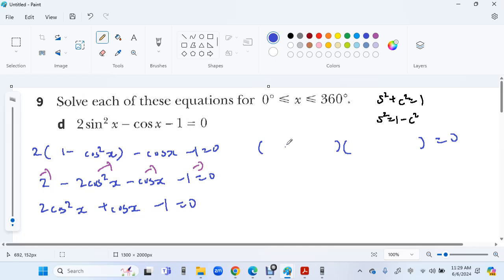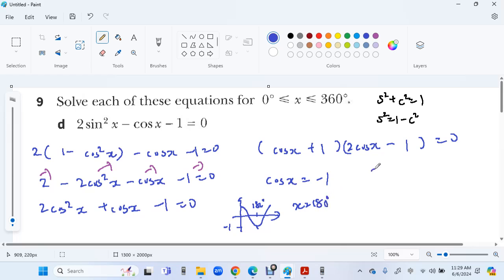So for the factorization, then we have cos x, and then we have 1 and 2, 1 and 1 here. So we have plus 2 cos x minus 1 cos x. So we have cos x equal to negative 1. So the graph for cos x is like this. Negative 1 will be the 180. So this will be the 180 and negative 1. So x is 180.